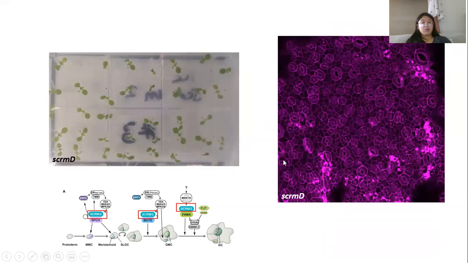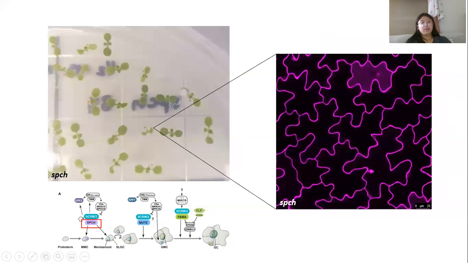Going down to SCREAM-D. SCREAM-D isn't a transcription factor, but it modulates the activity of the transcription factors by forming a dimer with them. Mutations in SCREAM-D lead to overproliferation of stomata, leading to the entire epidermis of the leaf being covered by stomata. And as I mentioned before, these are hard to discern with the naked eye of which plants are mutants and which are not. So we would have to use the confocal to examine the epidermis of the leaf up close.